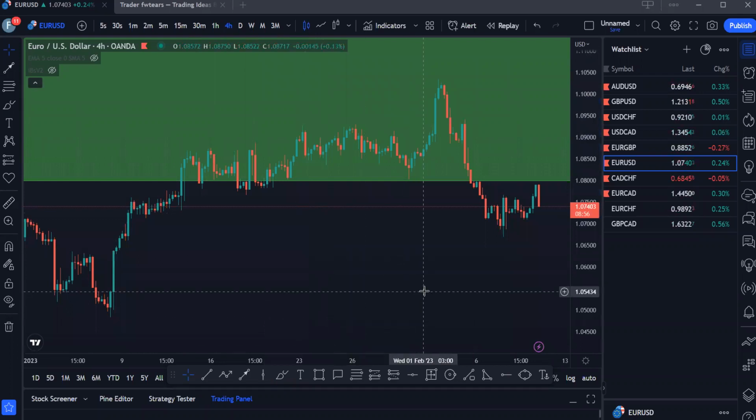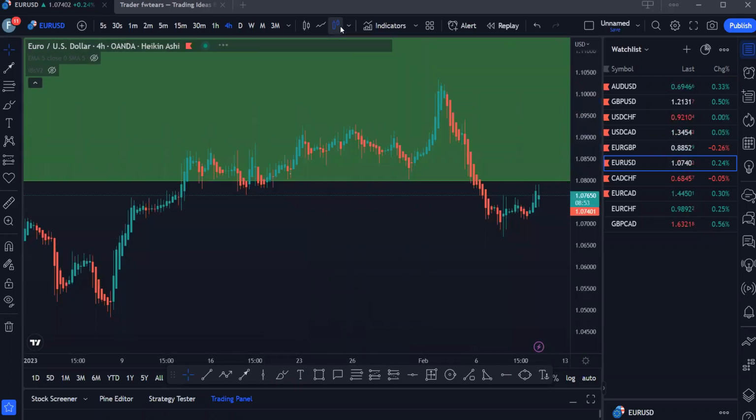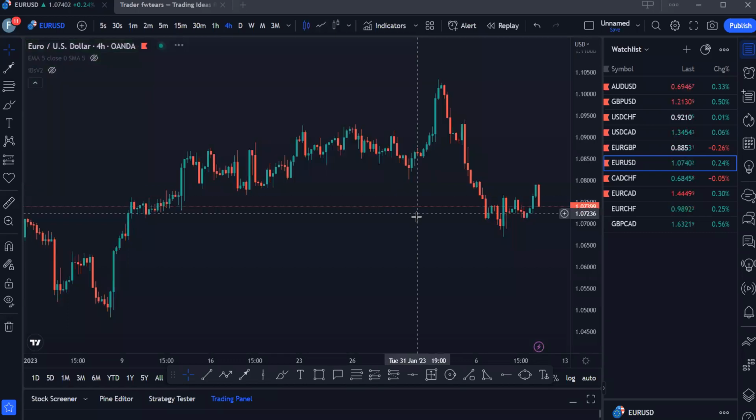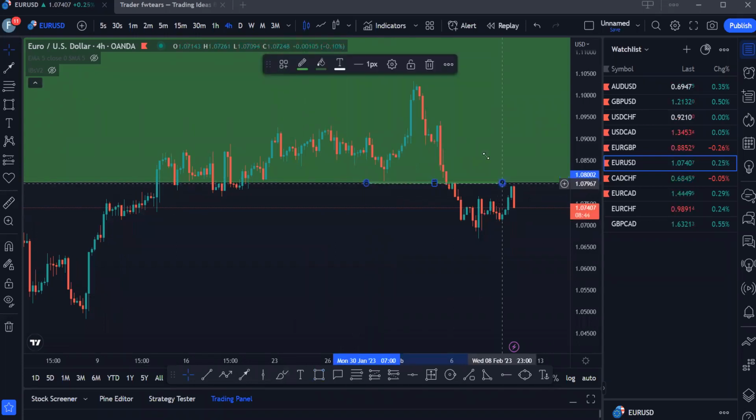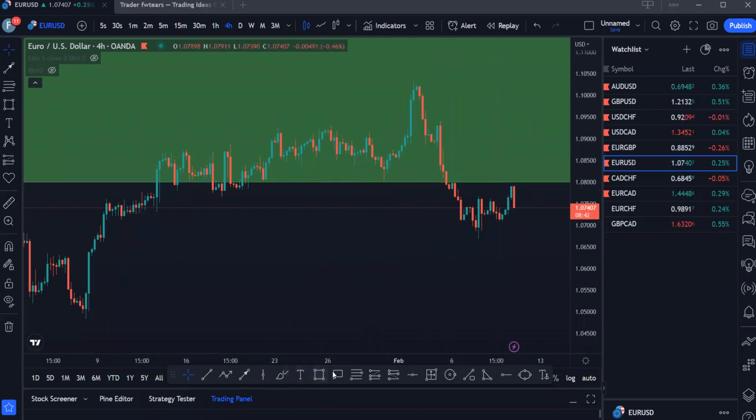So what is the market structure and where should we expect to take entry? Over here is your higher low, like so. Oops, let's use another color. So, higher low.